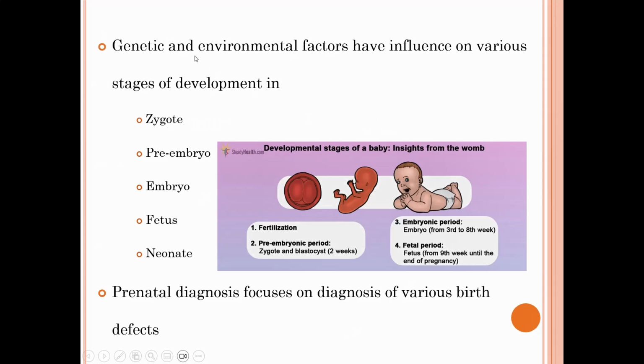Now, if you see, the genetic and environmental factors have influence on various stages of development in zygote, pre-embryo, embryo, fetus, and even in neonates. So, there is fertilization, there is the pre-embryonic stage, which includes zygote and blastocyst up to 2 weeks, then the embryonic period, which is from the 3rd to 8th week, and the fetal period, which is from the 9th week until the end of pregnancy. Prenatal diagnosis focuses on diagnosis of various birth defects.